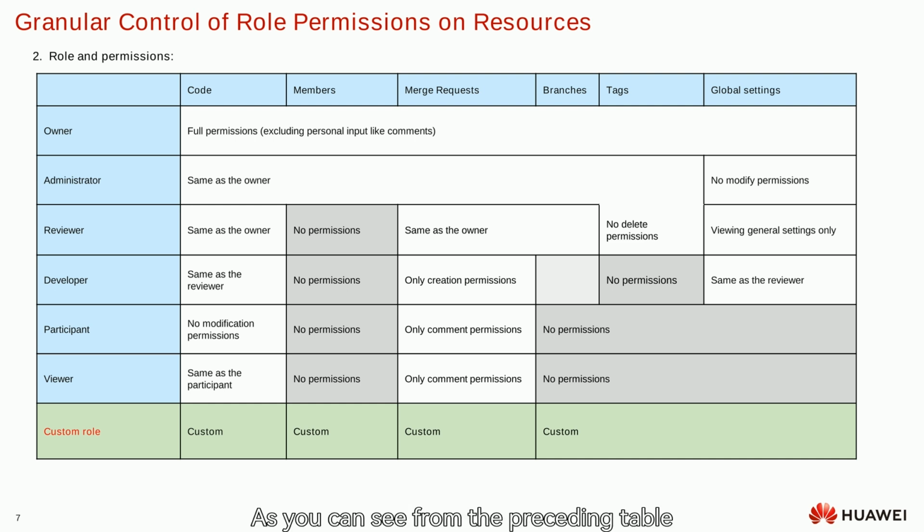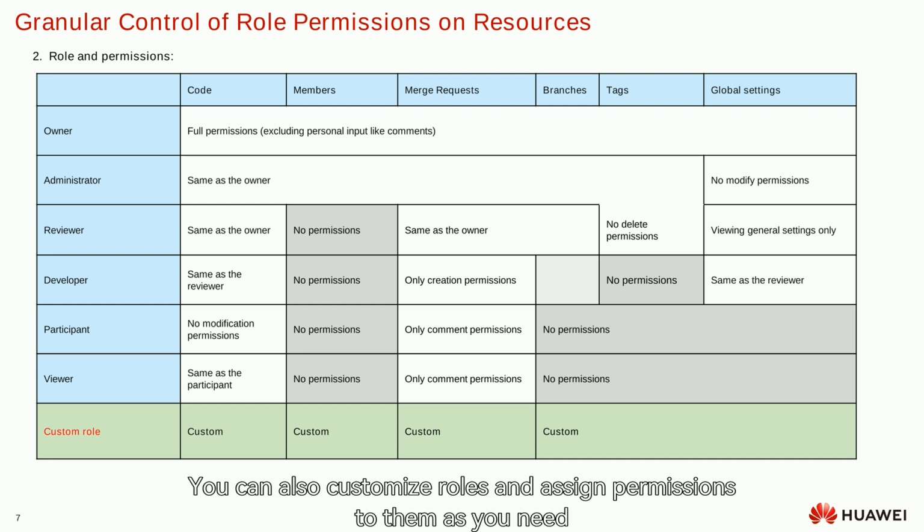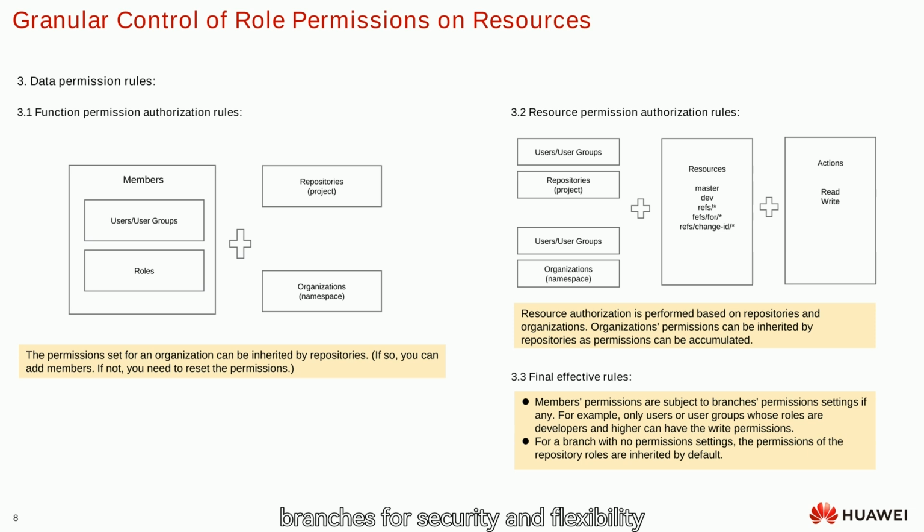As you can see from the preceding table, the repository owner has the permissions on code, members, merge requests, branches, tags, and repository as global settings by default. You can refer to the table to learn the permissions of other roles. You can also customize roles and assign permissions to them as you need. CodeArts Repo allows you to manage the operation permissions of different roles on repositories and branches for security and flexibility.